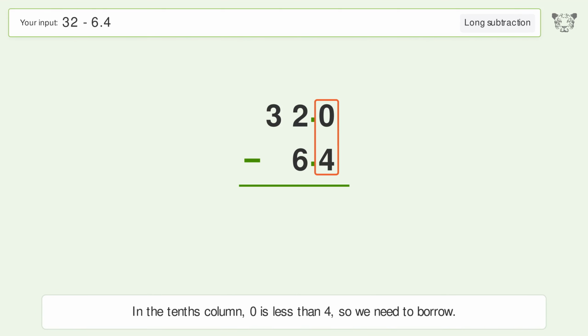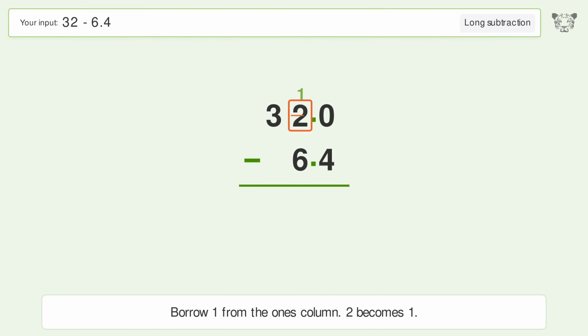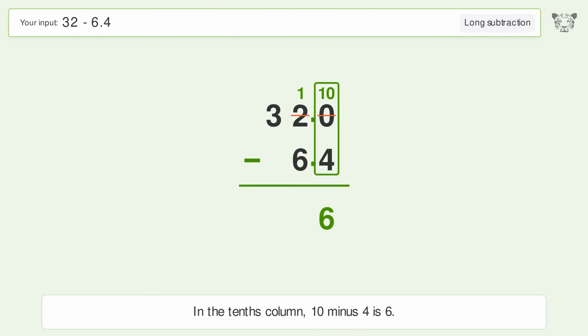In the tenths column, 0 is less than 4, so we need to borrow. Borrow 1 from the ones column. 2 becomes 1. The 0 in the tenths column becomes 10. In the tenths column, 10 minus 4 is 6.